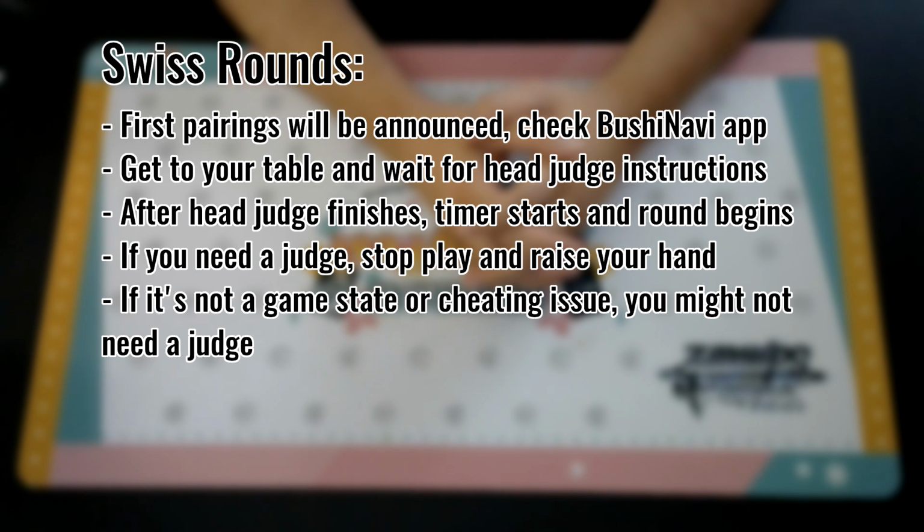They will have the head judge mic'd up, and he will tell you what you need to do. Beforehand, he'll go over all the floor rules after the first pairings have been announced. You will get your pairings in the BushiNavi app. You can scroll right to where you are. You can click buttons that will tell you where exactly to go.